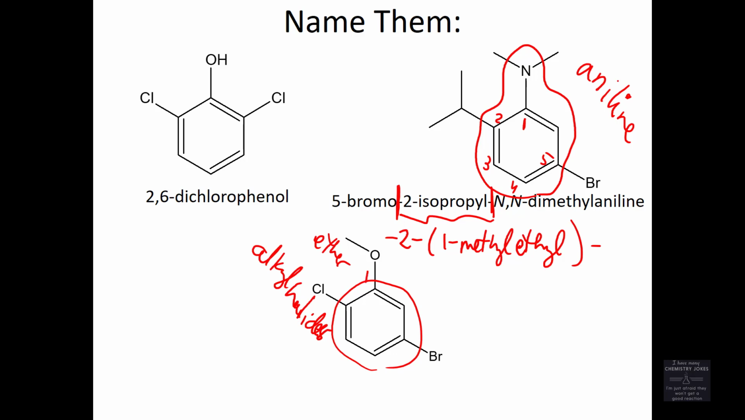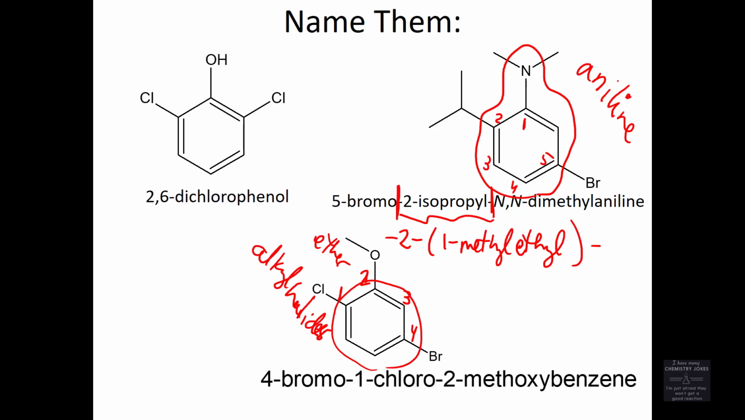That's going to be 1, 2, 3, 4. That's the lowest numbers these can possibly get. So this becomes 4-bromo, 1-chloro, 2-methoxybenzene, all because of alphabetization and giving everybody the lowest number possible.